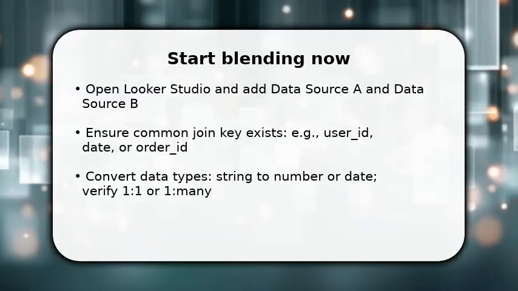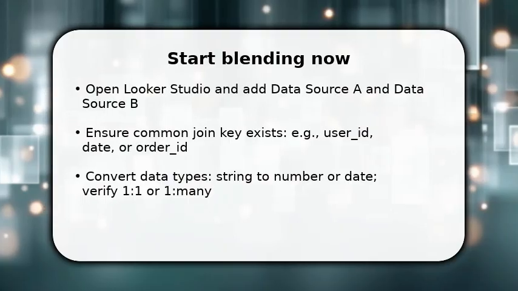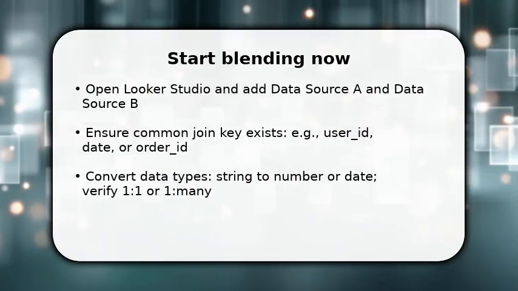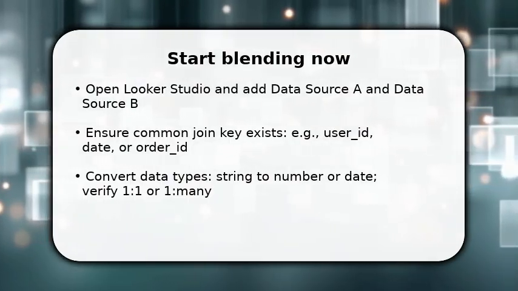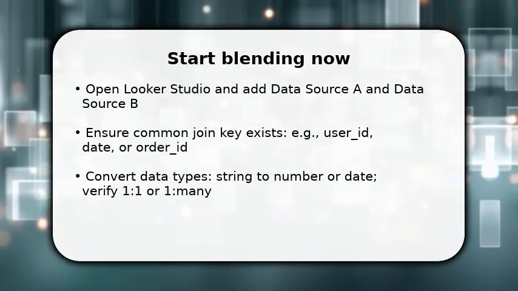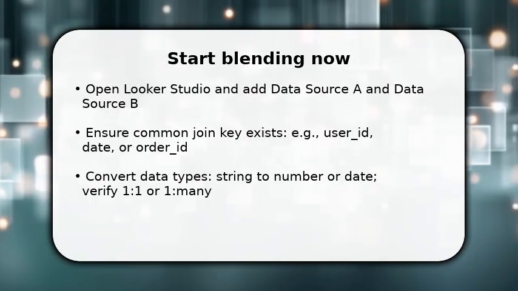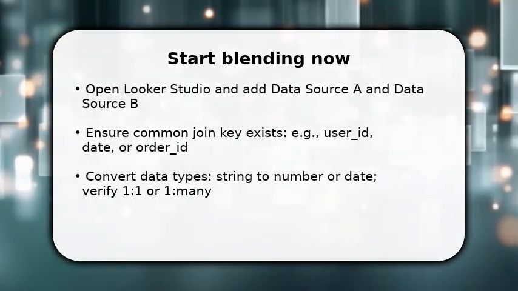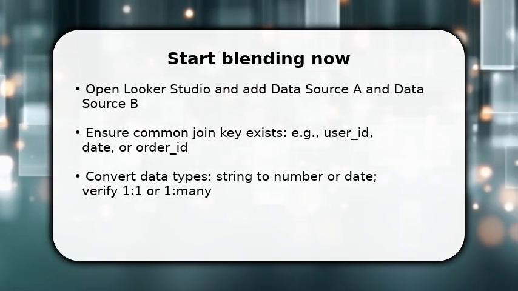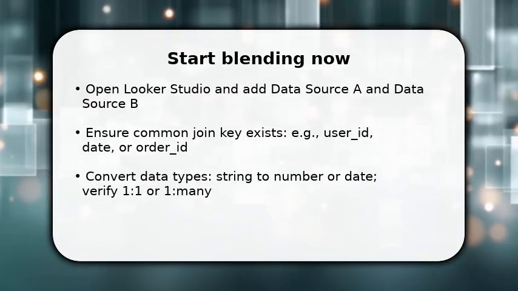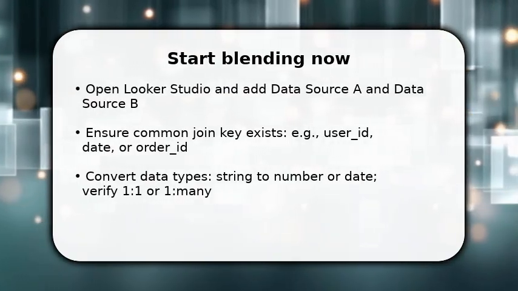You begin by adding both sources to your report and immediately checking the join key. This is crucial because mismatched keys break blends. Once done, normalize data types so the keys match exactly, convert strings to dates or numbers as needed. Make sure field names and formats align, then select a primary chart to host the blend and choose Blend Data.